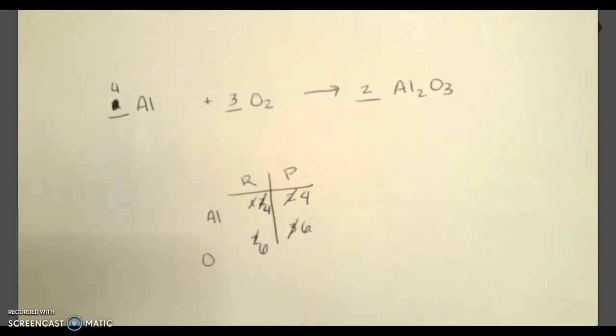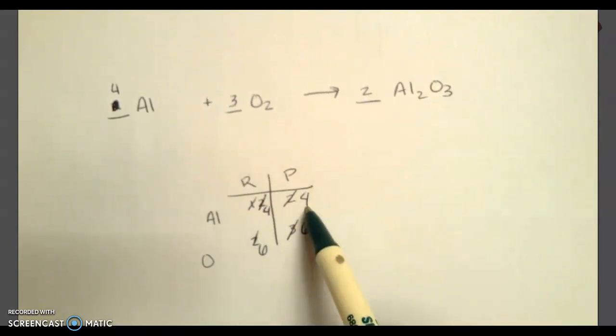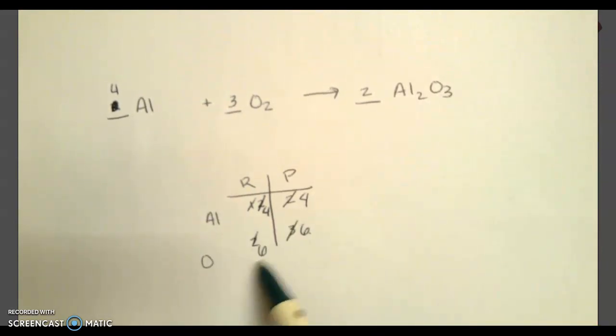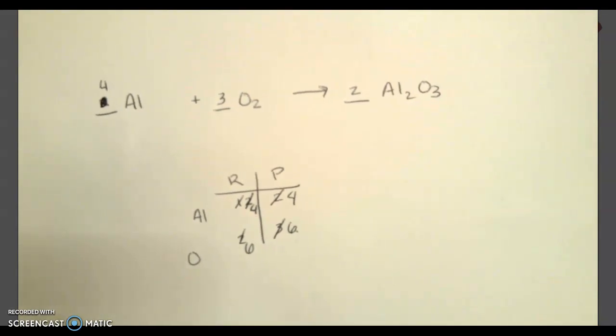3 times 2, we've got 6. At 2 times 2, we have 4. 2 times 3, we have 6. I start and end with 4 aluminum. I start and end with 6 oxygen, and it's balanced.